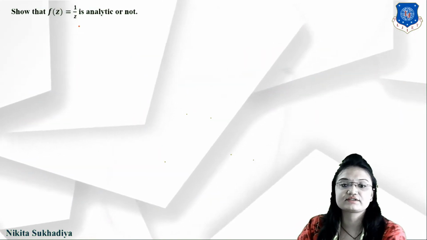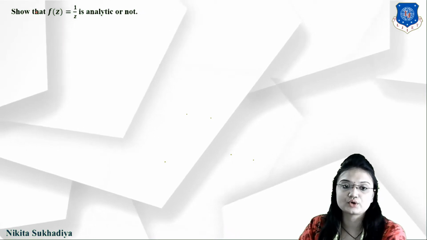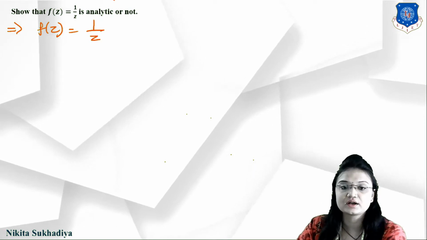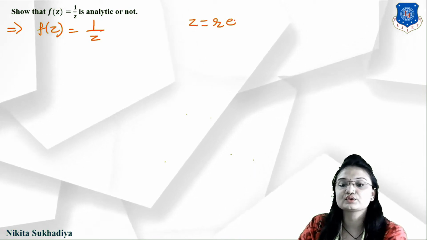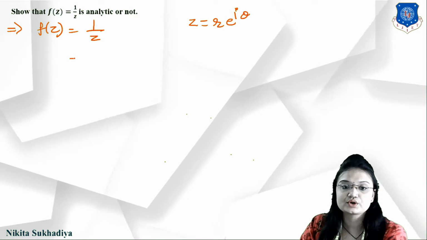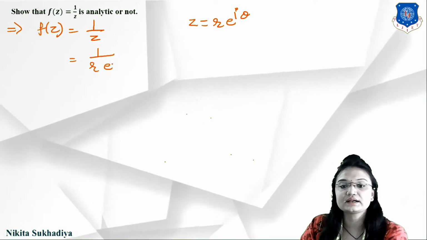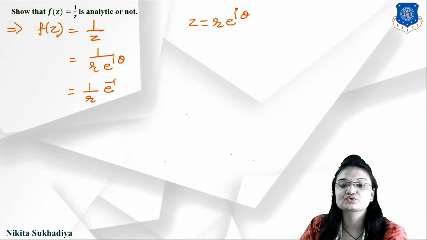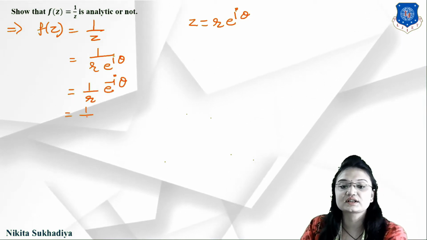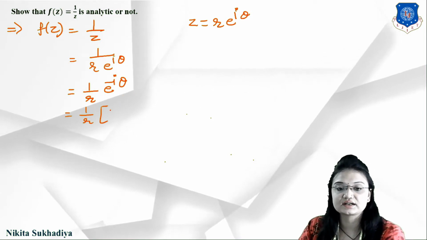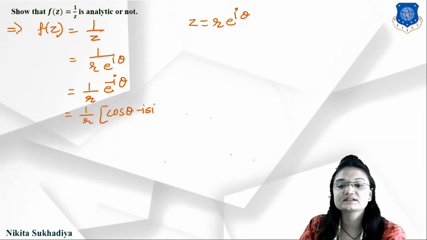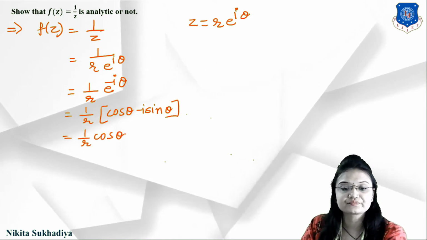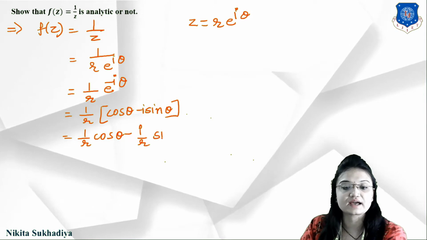Okay, next: is the function f of z is equal to 1 upon z analytic or not? Here we have f of z is equal to 1 upon z. Now we know that z is equal to r e raised to i theta. So this is nothing but 1 upon r e raised to i theta, which we can write as 1 upon r e raised to minus i theta, that is 1 upon r times (cos theta minus i sin theta). So this is 1 upon r cos theta minus i upon r sin theta.